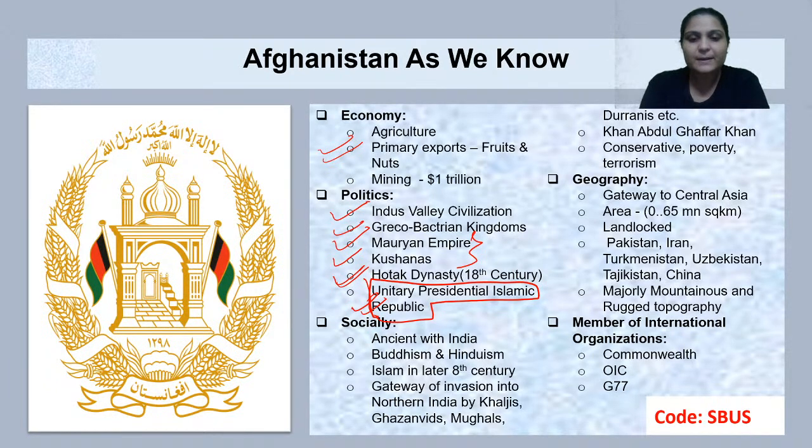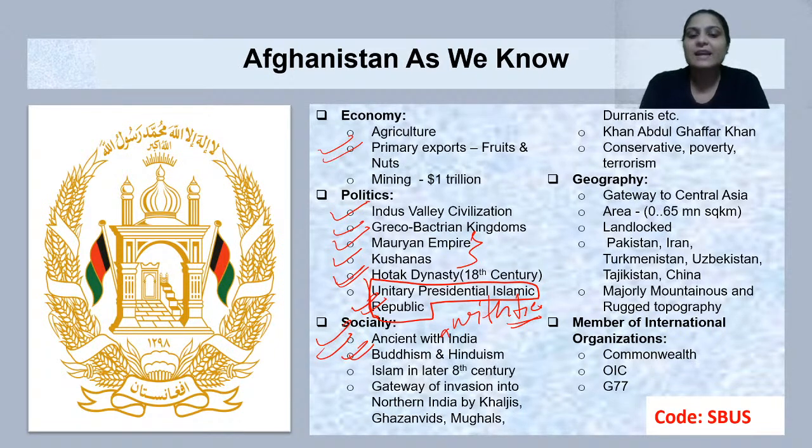Now, coming here, socially, it has very strong ancient ties with India. In fact, Afghanistan lay on the ancient Silk Route. Buddhism and Hinduism were the ancient religions of this place. As we can see, the Mauryan Empire and the Kushanas actually brought in Buddhism and Hinduism, and we obviously see the Buddha statues.